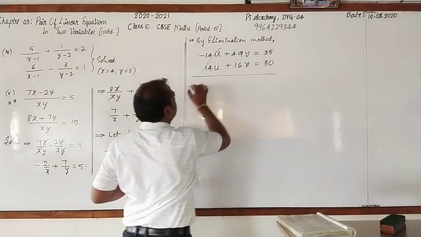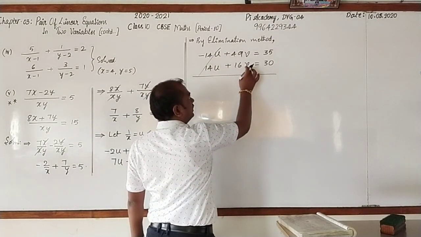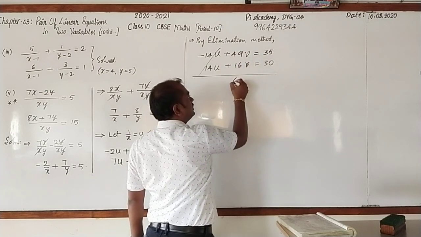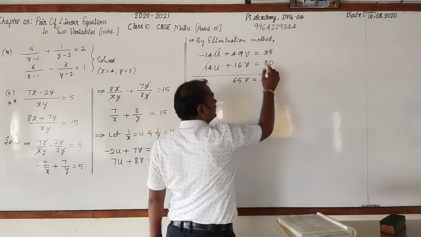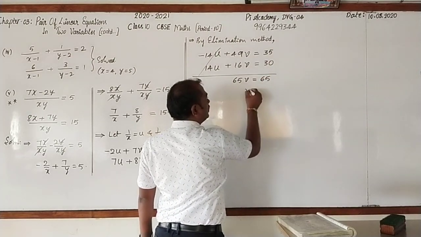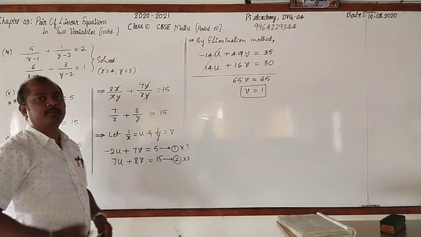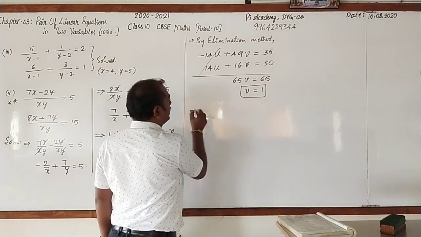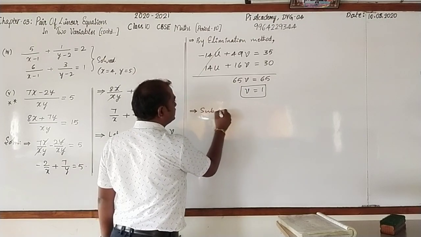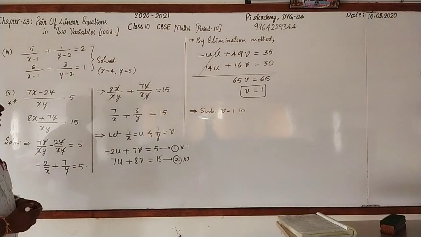Change the sign. These two get cancelled. What is 49v plus 16v? 49, 59, it is 65v. What is 35 plus 30? It is also 65. What about the value of v? This is 1. Why? 65 by 65 is 1. Now, find out the value of u by substituting v equal to 1 in which of these two equations?